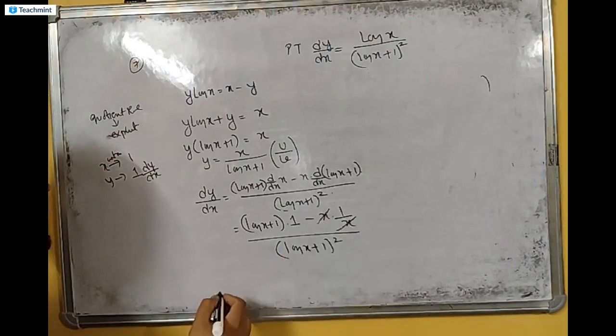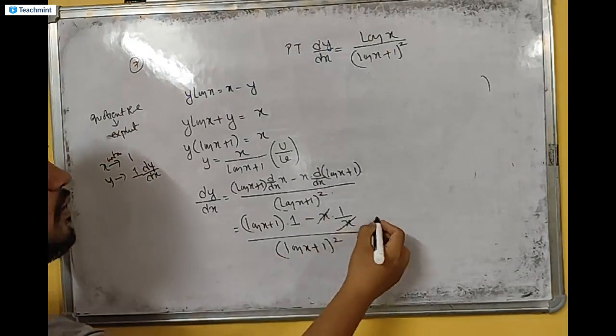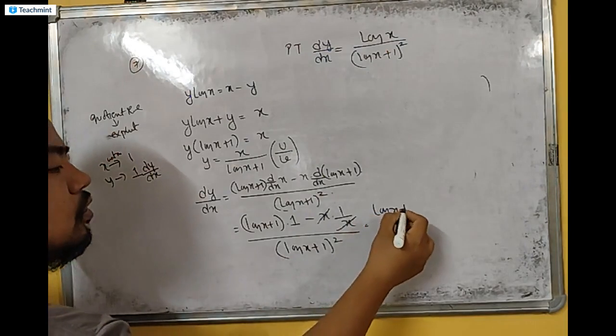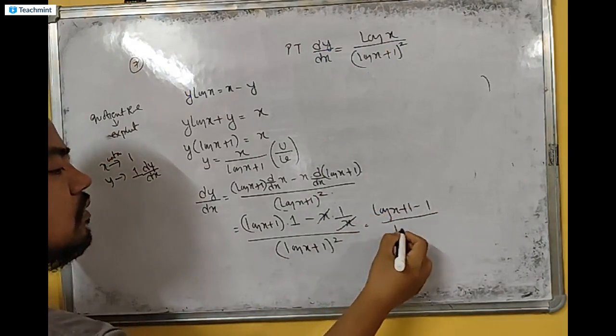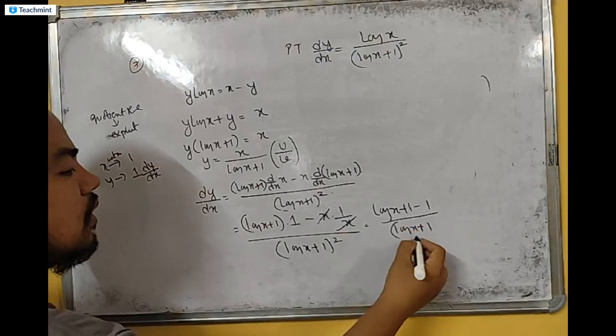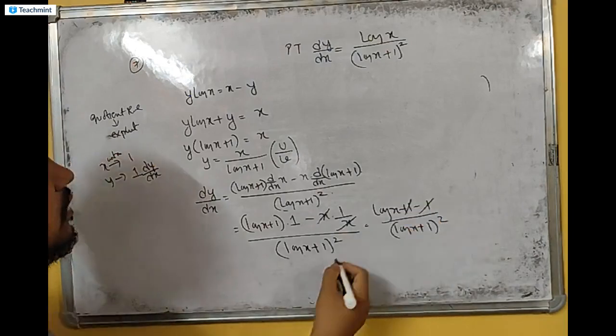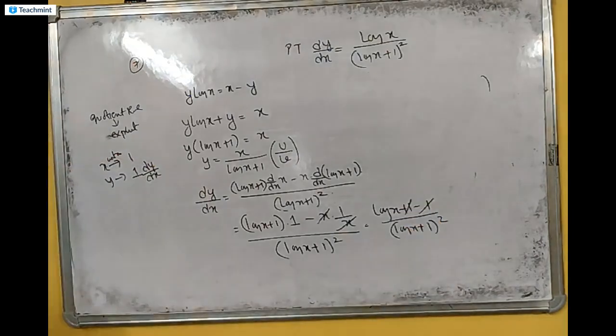So x and x get cancelled. So finally, guys, what's the final answer? Log x plus 1 minus 1 divided by log x plus 1 whole square. Plus 1 and minus 1 get cancelled, and this is what you are supposed to prove. Is it clear?